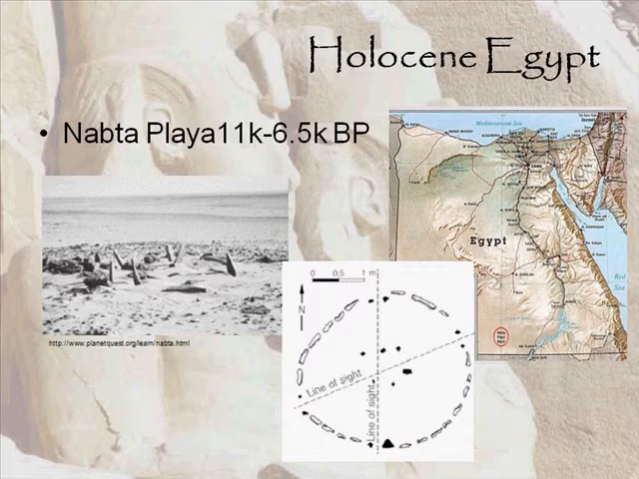By 8.8 thousand years ago in this particular area, they were making their own pottery, and by about 8.1 thousand years ago, we see sheep and goats introduced from Southwest Asia. And you can see Nabta Playa here on this map of Egypt.